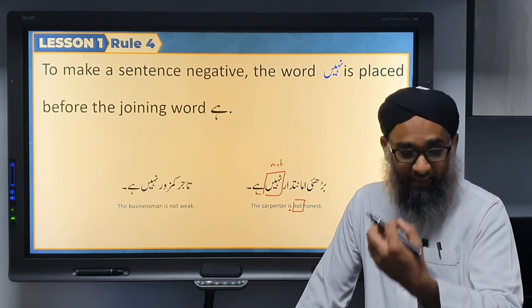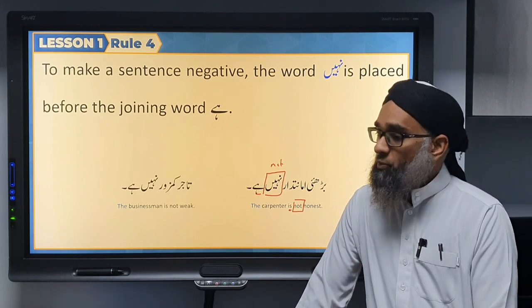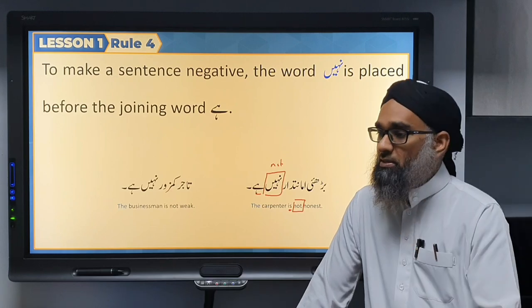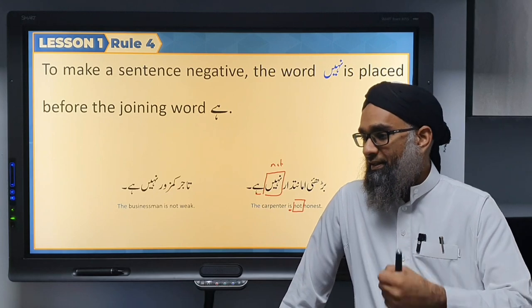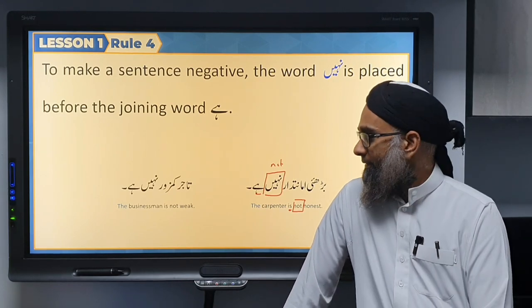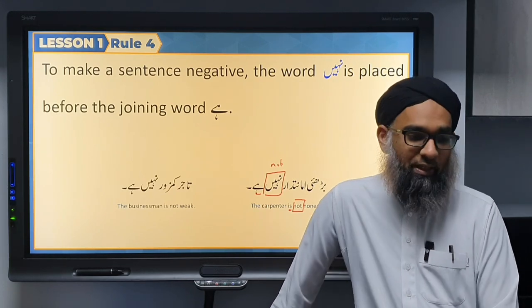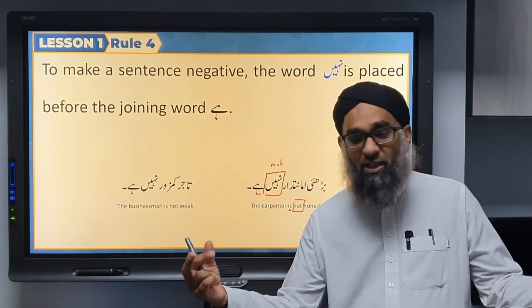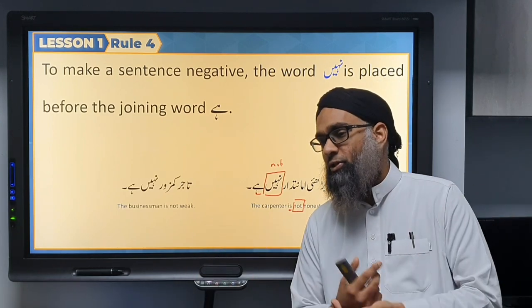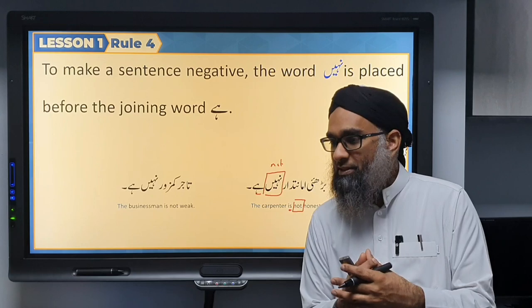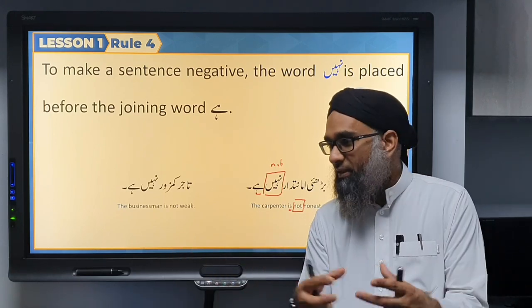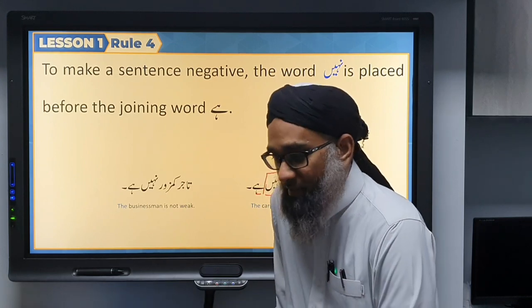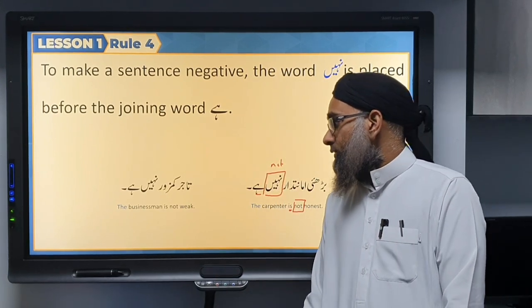Amanat dar nahi hai. Tajir kamzor nahi hai. Kamzor means, what does kam mean? Less. Zor means power. So kamzor, less power, meaning weak. Because Urdu, look at the history of Urdu, it's like a merge of a lot of languages. You get Persian words, Sanskrit words, Arabic words, and all come together really. So Tajir is from?